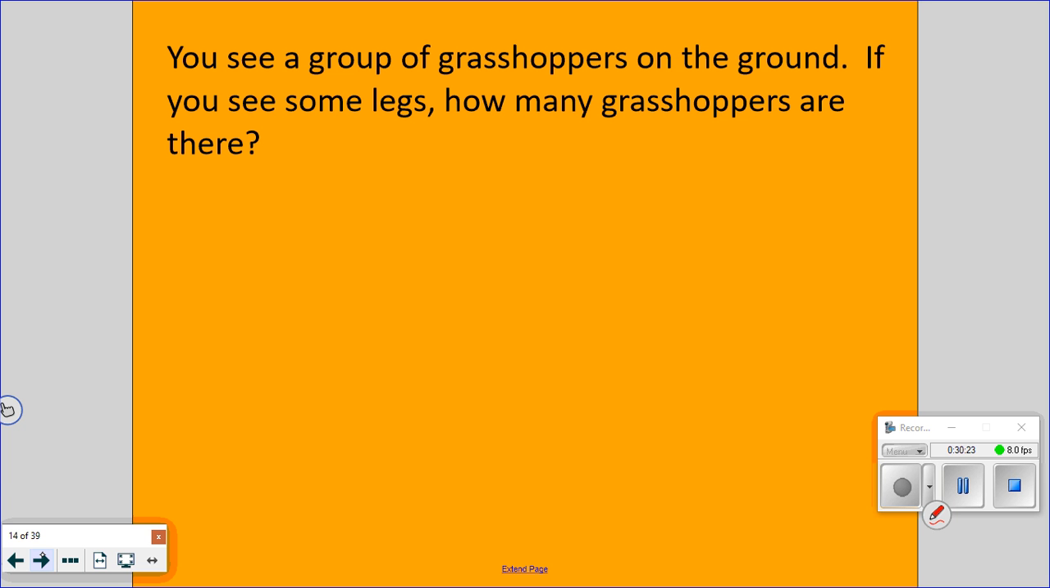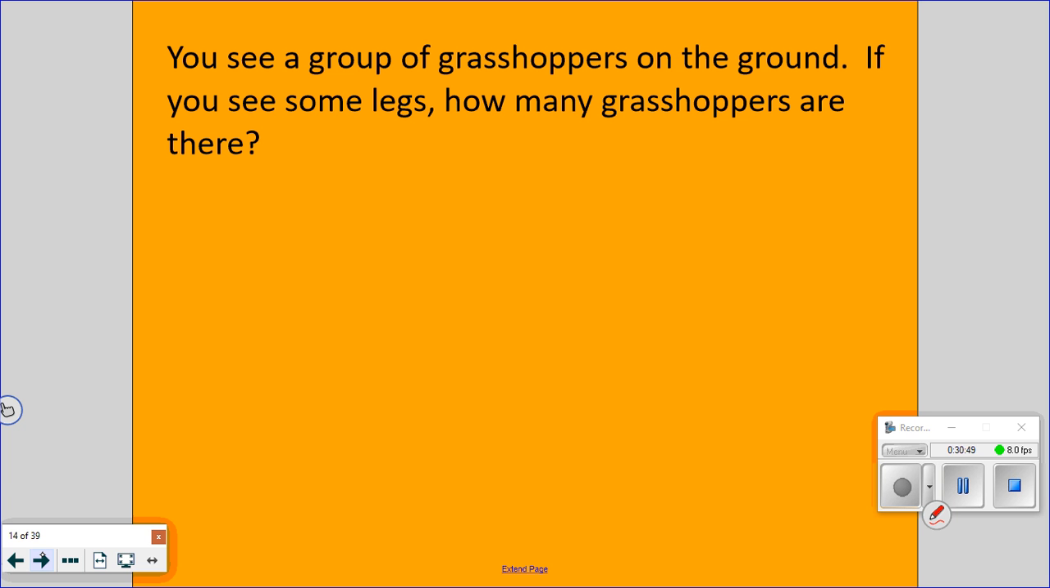So I see a group of grasshoppers on the ground. I see some legs, some grasshopper legs. How many grasshoppers are there? What are you wondering? I'm looking at grasshoppers. I see the little grasshopper legs. How many grasshoppers are there? What are you wondering?